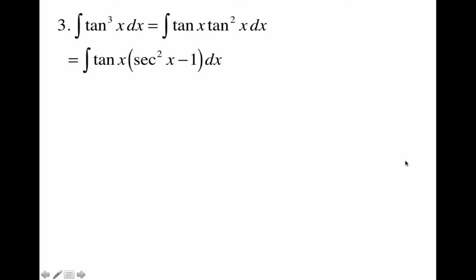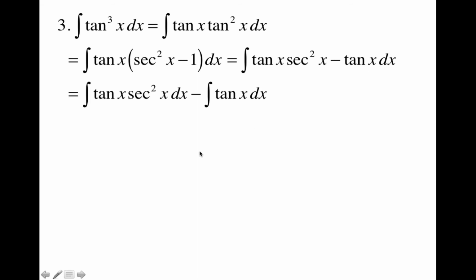All right, let's try one with tangent. So for this one, I'm going to go ahead and rewrite tangent cubed as tangent x times tangent squared dx. And I can use the Pythagorean trig identity, which is secant squared minus 1. And I can go ahead and distribute this tangent through, so that now I have the integral of tangent secant squared x minus the integral of tangent dx. And I can break this up into two separate integrals.